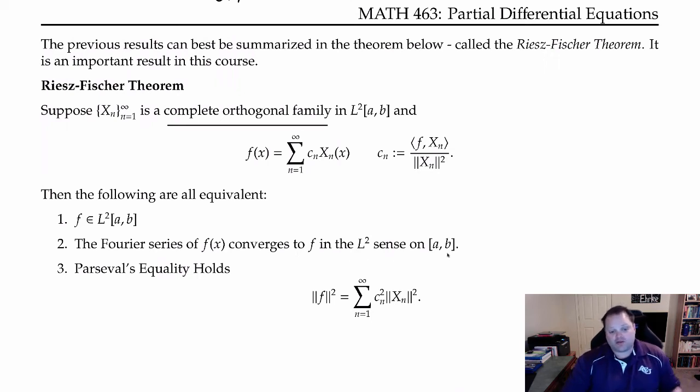We don't have to worry about convergence. If we use this representation, then we're good. And we'll be able to find the total energy of the signal by summing the coefficients times the norm of the Xn squared, which is Parseval's equality that we talked about in the previous proof. So Parseval's equality holds. You get this nice convergence property as long as your function is on the L2 interval.